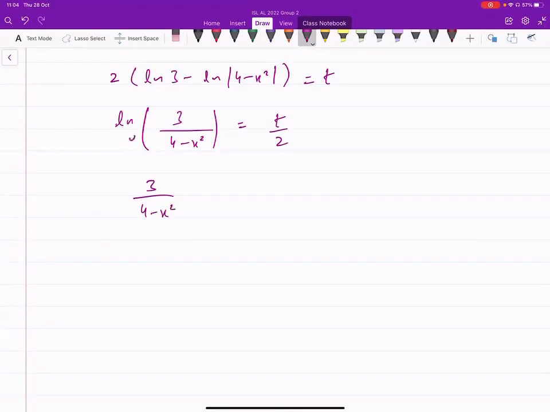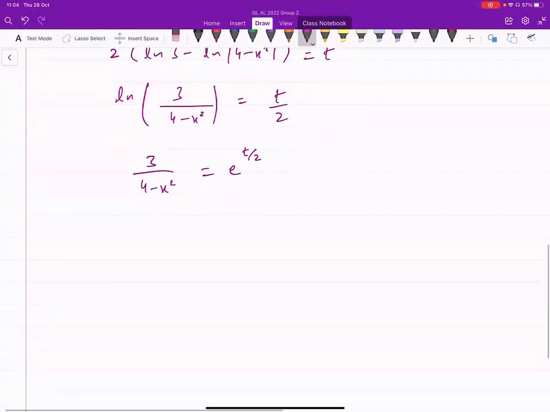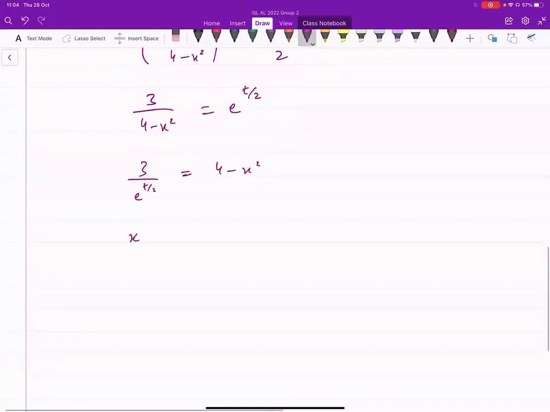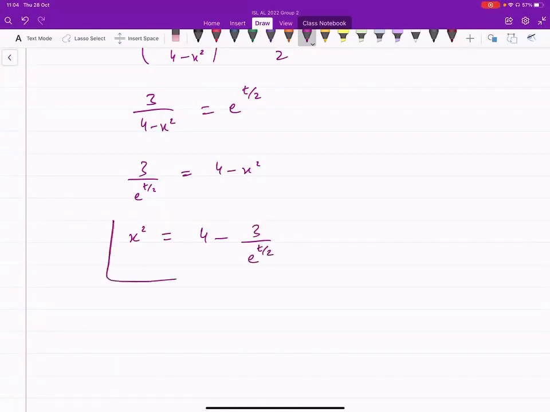ln की base क्या होती है? e. E goes to the other side and becomes the base of t over 2. It becomes e raised to power t over 2. Okay. And now we can just make x square the subject. So cross multiply कर लें यहाँ पे. We have 3 over e raised to power t over 2 equals 4 minus x square. And then x square equals 4 minus 3 over e raised to power t over 2.